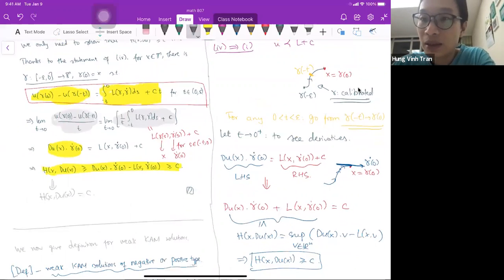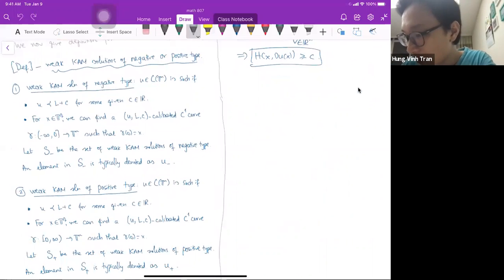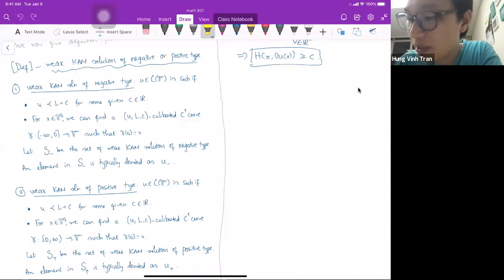Yes, I could say that it's rather remarkable, because the second or the third or the fourth property is only talking about u being dominated by a function, and then about the fact that through any point you can find a calibrated curve, either ending there or starting there, or having that point in the middle, whatever. But that leads us to the following definition of Weak KAM solution. So there are two definitions. It's either of negative type or positive type.